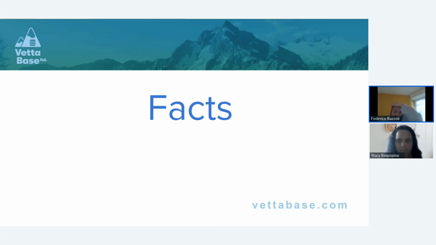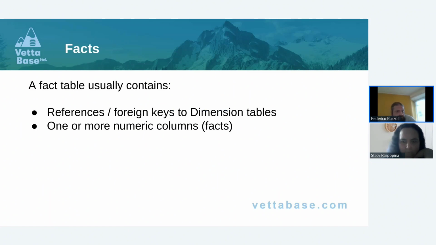And then let's talk a bit about facts, because facts are not trivial either. A fact table usually contains references or foreign keys to dimension tables. Again, usually in a data warehouse, foreign keys are not used because they slow down the process of ingesting data. But again, it is not a universal rule. It's up to you. In any case, we have a foreign key or a logical foreign key that points to a dimension table. And then we, of course, have one or more numeric columns, which are the facts.